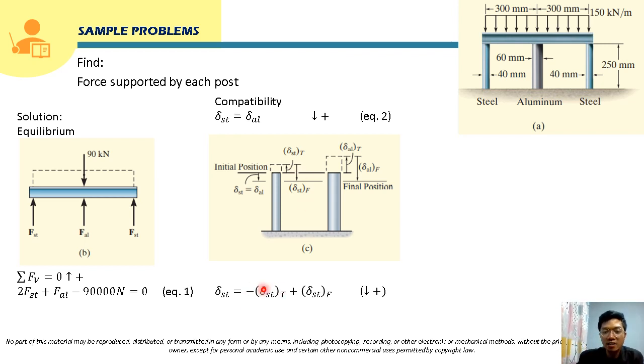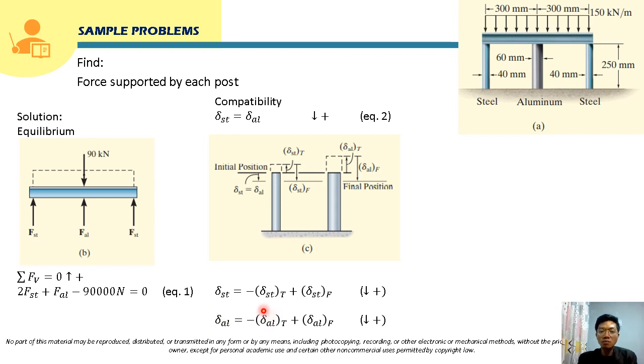So this will be negative delta ST due to the change in temperature plus the deformation of the steel due to the compressive load. Okay, so this is for the steel. Now for the aluminum, also this will be negative delta due to the change in temperature, and then plus delta AL. This is due to the applied compressive load. So from here, we have the total deformation for steel and the total deformation for the aluminum.